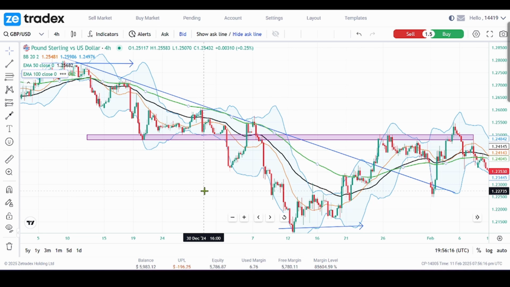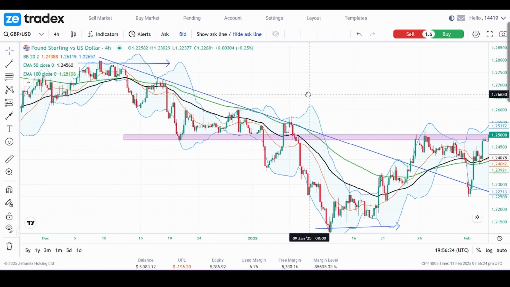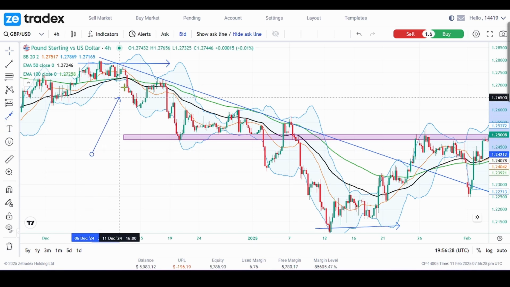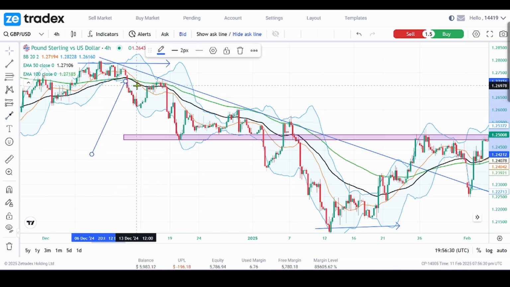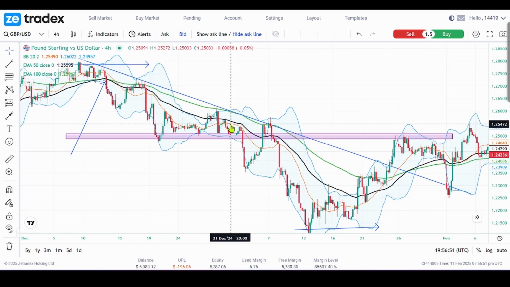Now, to identify an entry point, wait for crossover, like here. You can see we had a crossover here. This should be our entry point. And as long as the price stays below these two EMAs, we will still be in the trade.